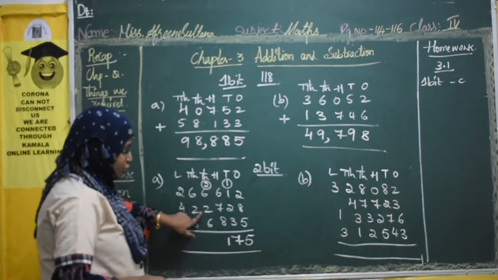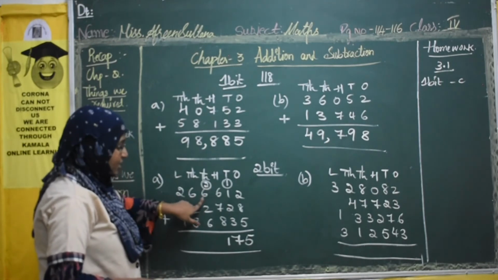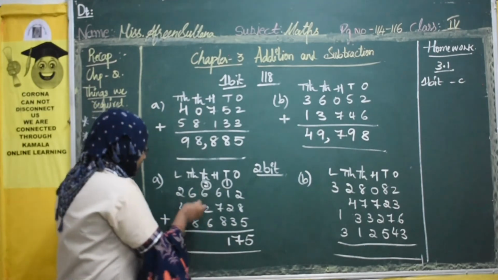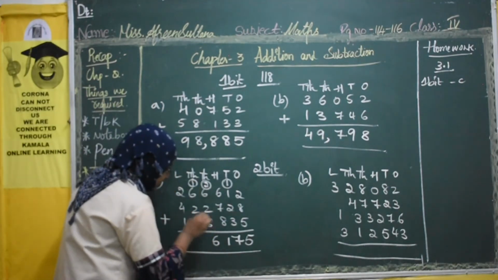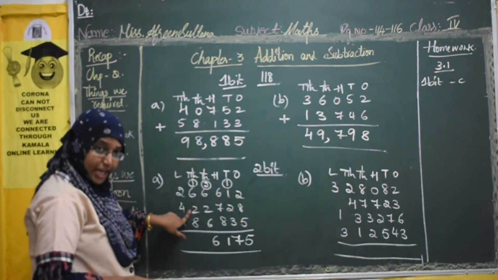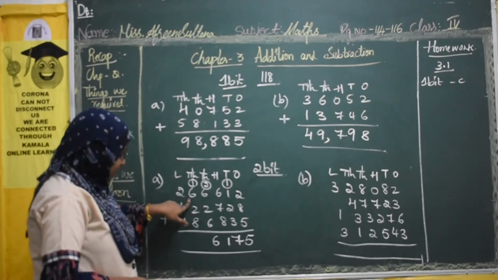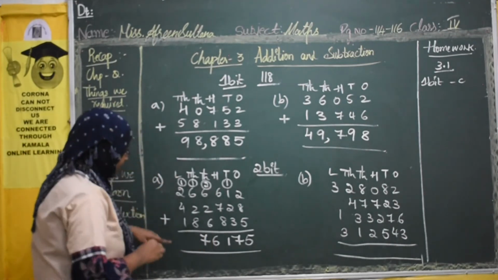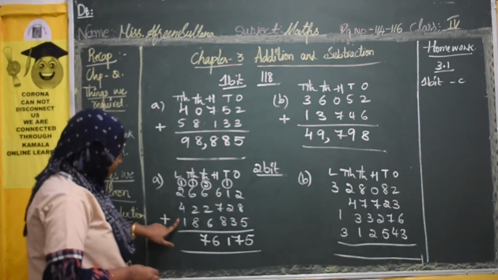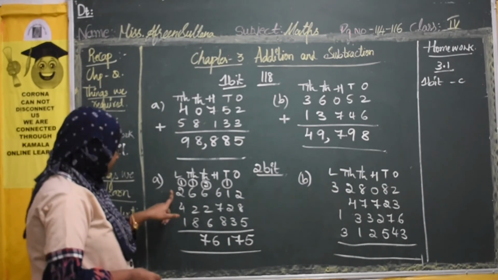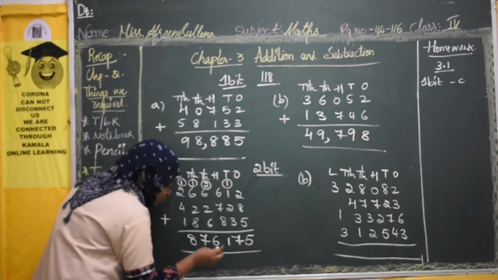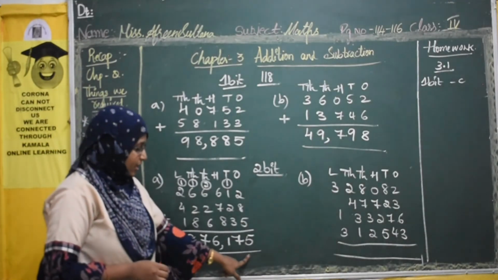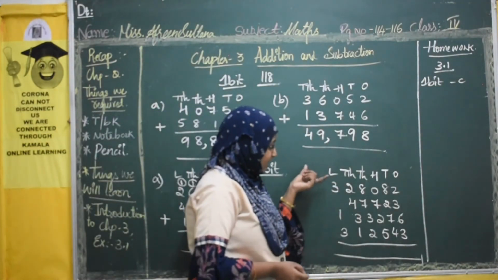Now 6 plus 2, 8. 8 plus 6. 8 plus 6 is 14. 14 plus 2, 16. 1, 6. 8 plus 2, 10. 10 plus 6, 16. 16 plus 1, 17. 1, 7. 4 plus 1, 5. 5 plus 2, 7. 7 plus 1, 8. So now if you put comma, that is 8,76,175. Let us go with the second one.